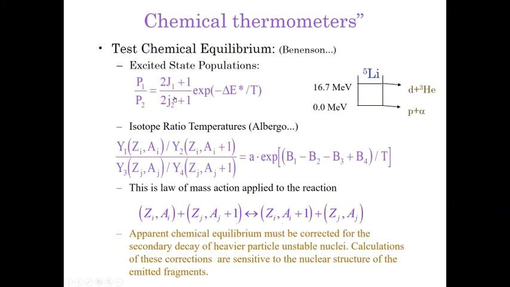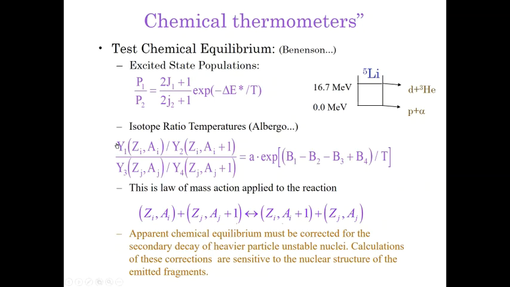Take 2J plus 1 or 2J2 plus 1 times the difference in the excitation energies over temperature. This is basically the ratio of the two terms in the partition function. Now, of course, the feeding will change this number. This is just a number, okay, that you can use to extract temperature. You can calculate it theoretically and measure it experimentally.